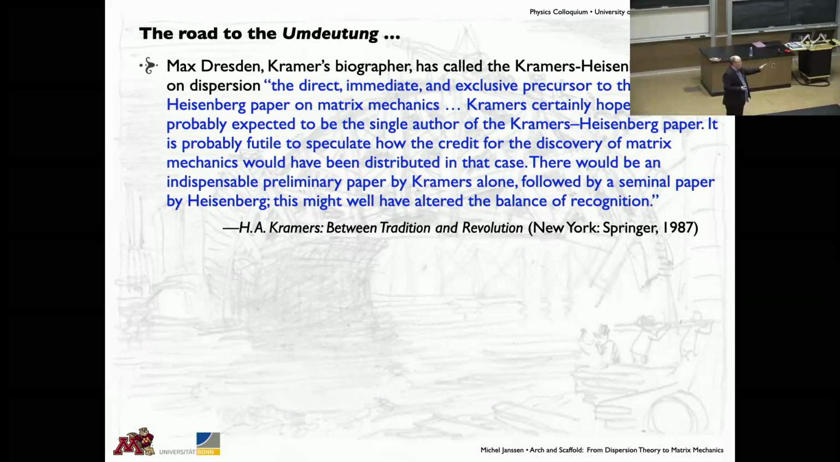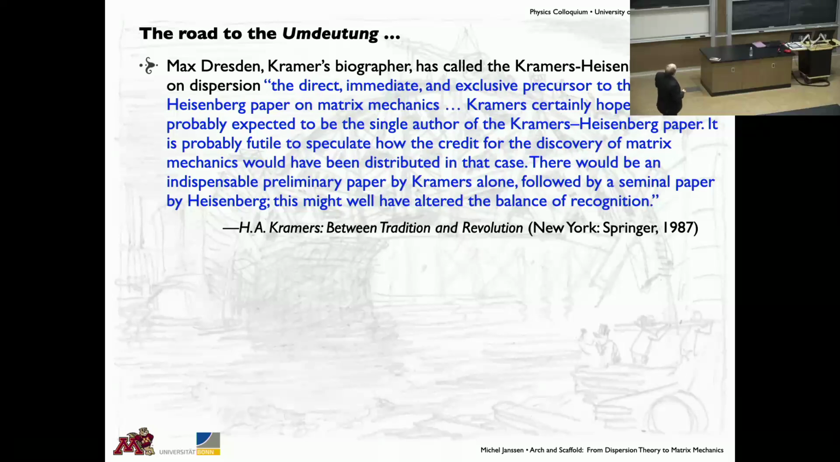I want to look at the road to the Umdeutung. Max Dresden, the biographer of Kramers, of course, is a bit biased. He is on record in his biography of Kramers, saying the Kramers-Heisenberg paper is the direct, immediate, and exclusive precursor to the Heisenberg paper on matrix mechanics. And he then speculates that if Kramers had not allowed Heisenberg to add his name as a co-author, maybe Kramers would have shared the Nobel Prize for matrix mechanics with Heisenberg, because this was a critical piece leading up to it.